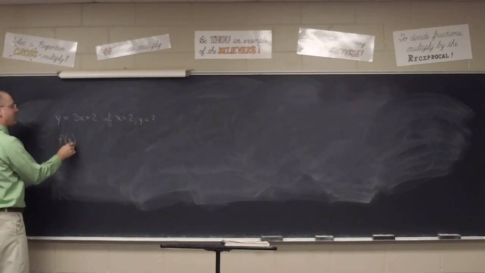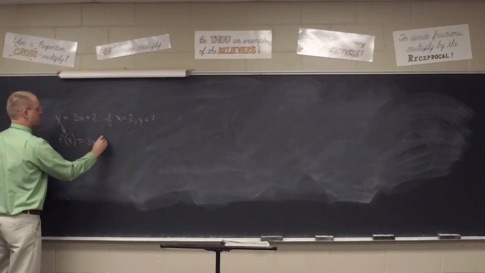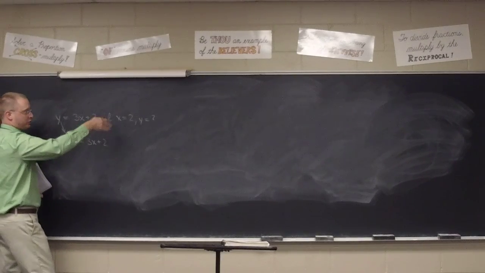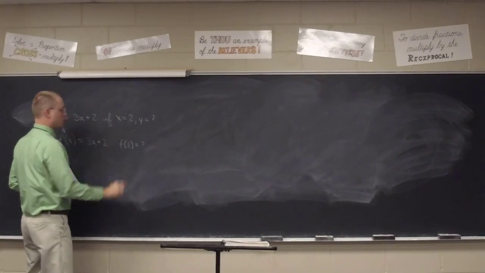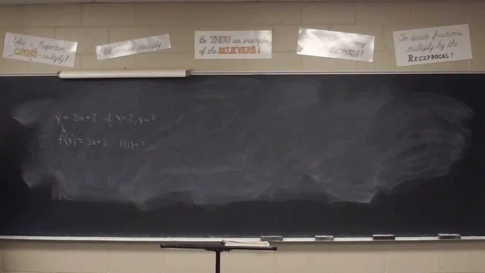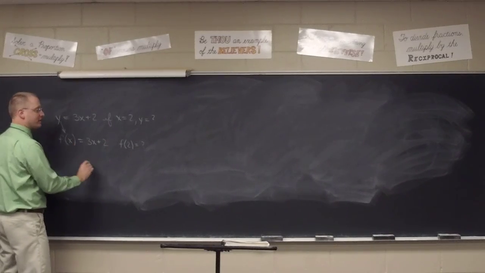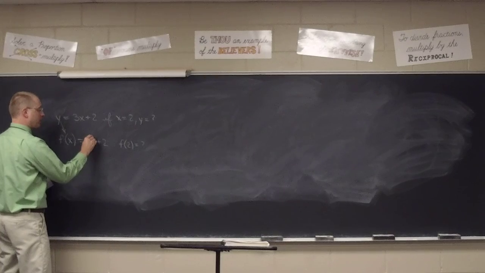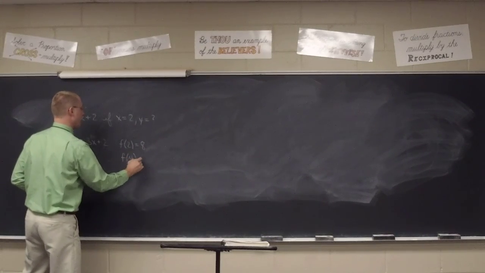Well, a better way of saying this, instead of saying y, we could say f of x equals 3x plus 2. And then instead of saying if x equals 2, y equals what, I could say f of 2 equals what? And the answer would still be 8, because we're simply saying that the x is now a 2, and we replace the x with a 2. And we get 8. What about f of 4?